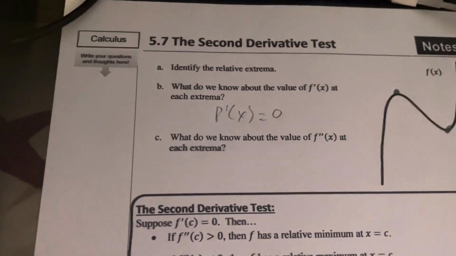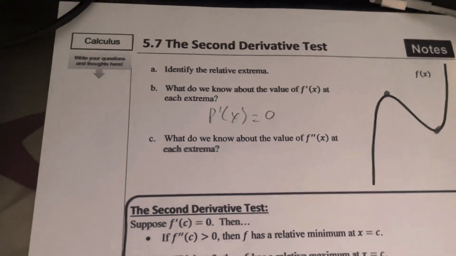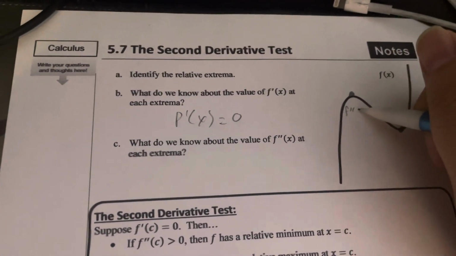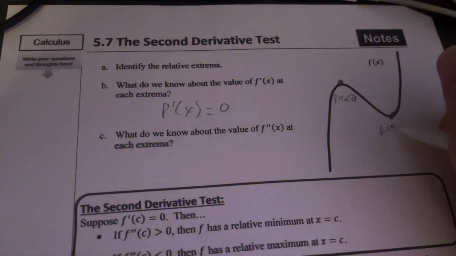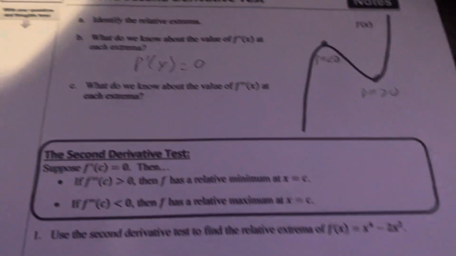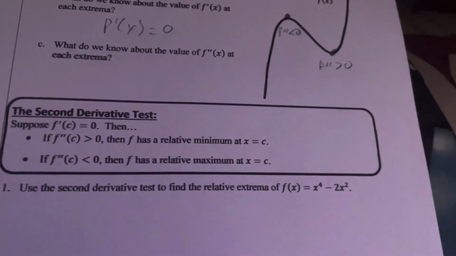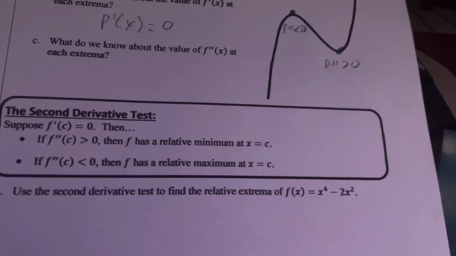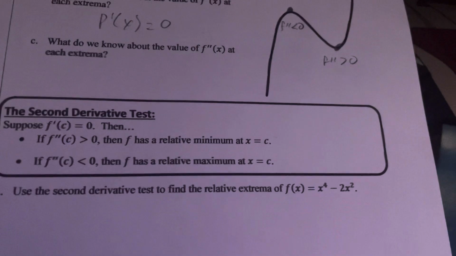What do we know about the value of f double prime of x at each extrema? Well, we know that since this is concave down, then f double prime is less than 0. And since this is concave up, we know that f double prime is greater than 0. The second derivative test: suppose f prime of c equals 0. If f double prime of c is greater than 0, then f has a relative minimum at x equals c. If f double prime of c is less than 0, then f has a relative maximum at x equals c.